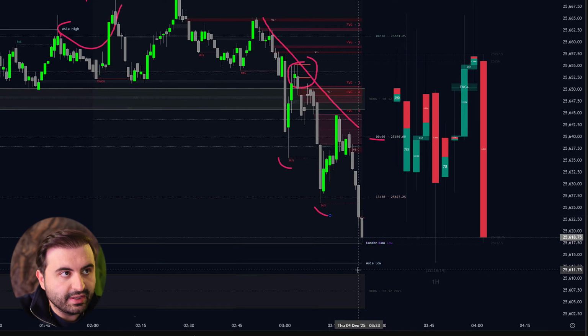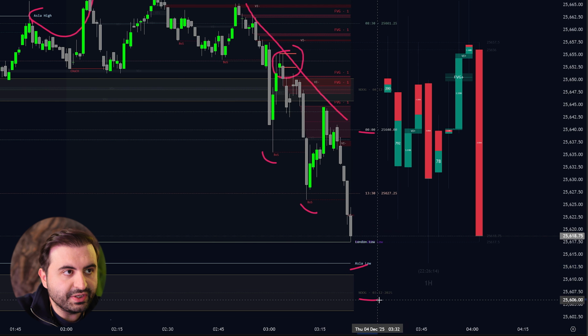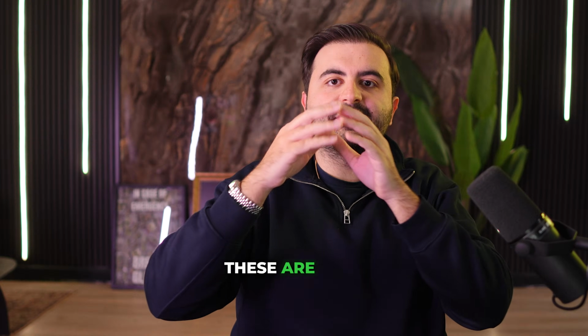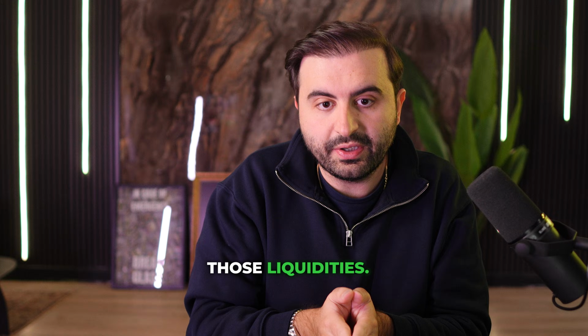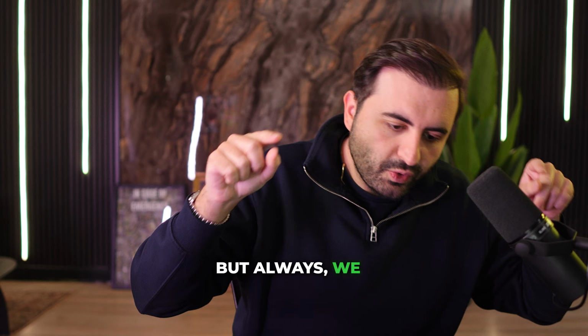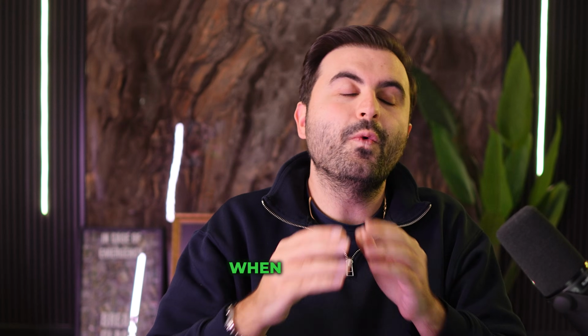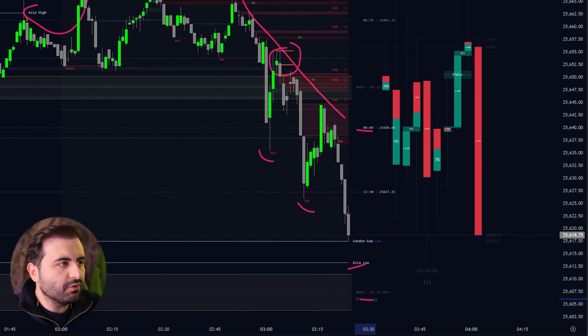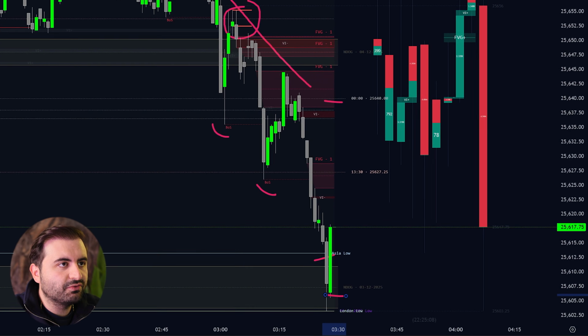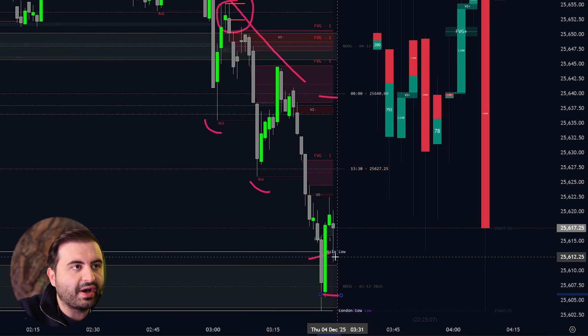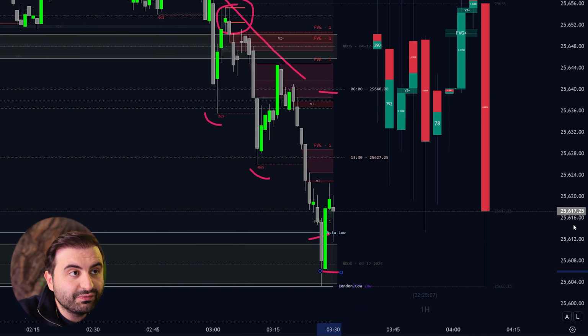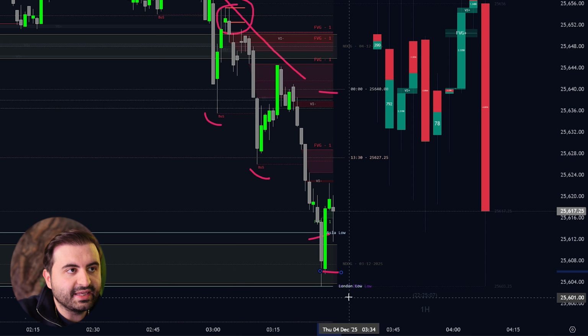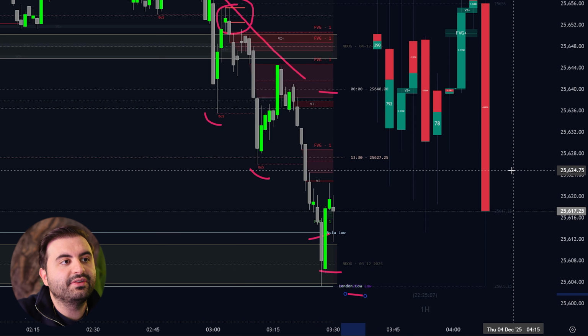It's very clear, right? We have Asia low and we have the NWOG opening gap. So these are the liquidity levels, the major ones, price always wants to go there and take out those liquidities. But always we have this question. You know where to go, but you don't know when it will go. So let's roll the market, see if our theory is right or not. We can see that the price took out the Asia low and it filled the NWOG opening gap and created a new London low.